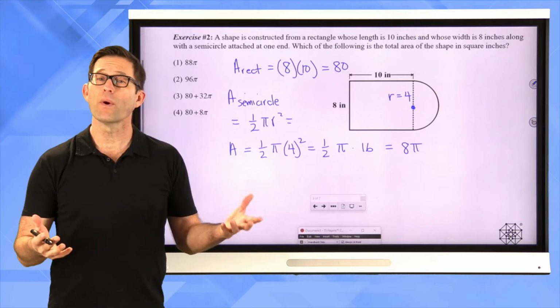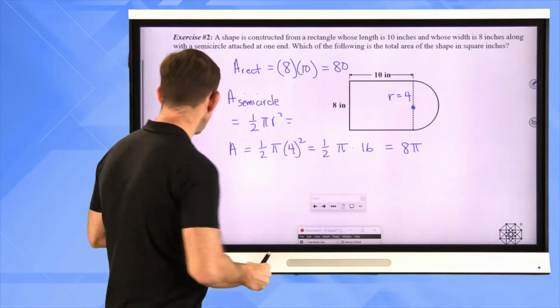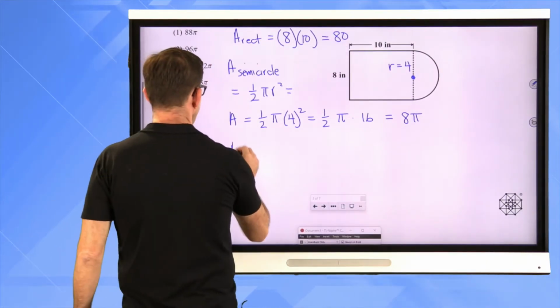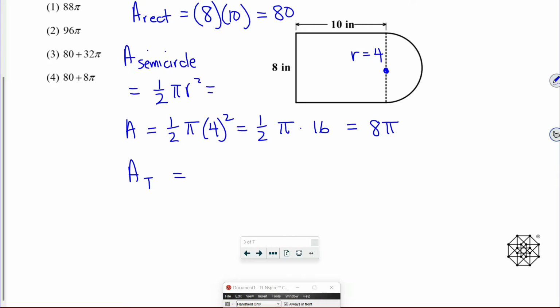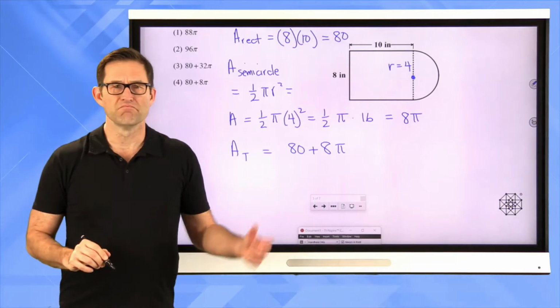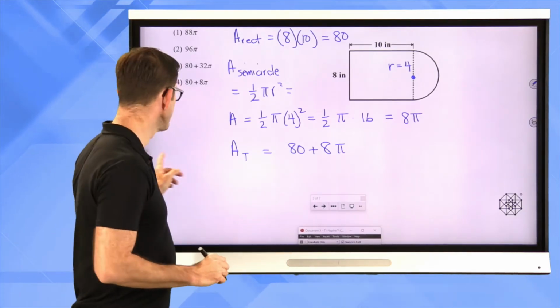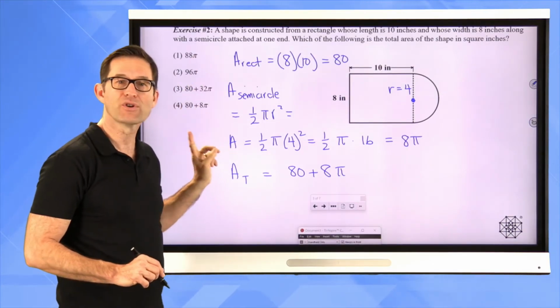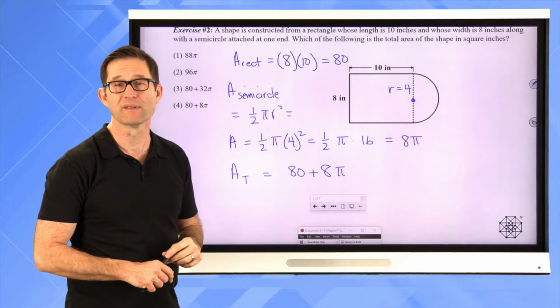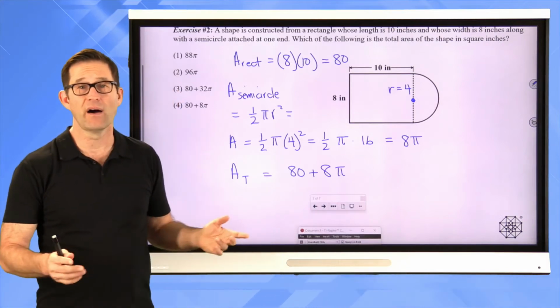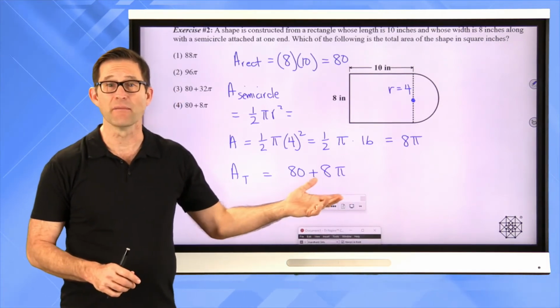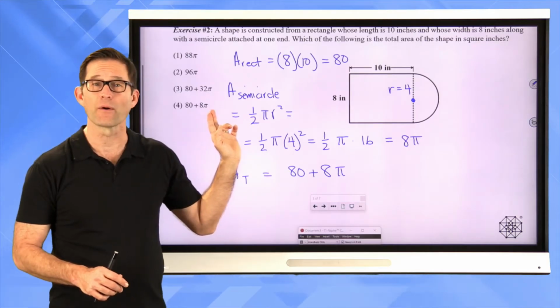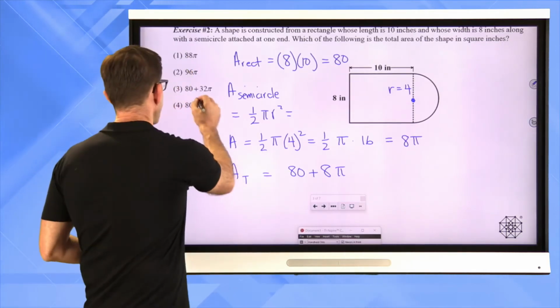All right, so what is the area of my overall figure? Well, obviously, those two areas add together, and we're going to get 80 plus 8 pi. Now, the question is, should I circle choice 1, 88 pi, or should I circle choice 4, 80 plus 8 pi? Maybe it's obvious, because this says 80 plus 8 pi, that we should circle choice 4. And in fact, choice 4 is correct.